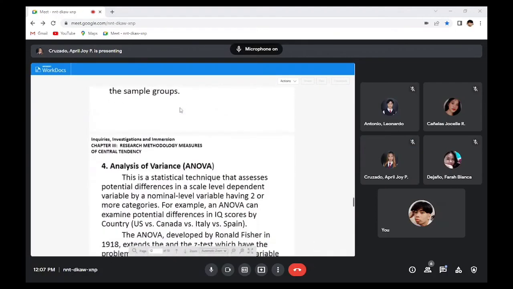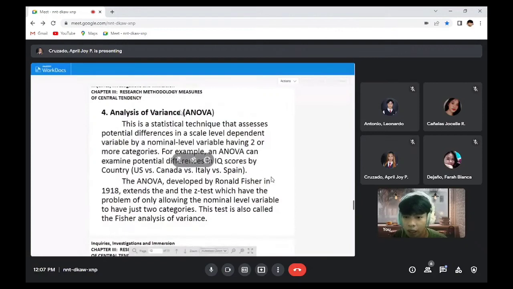Analysis of variance, ANOVA. This is a statistical technique that assesses potential difference in a scale level dependent variable by a nominal level variable having two or more categories. For example, an ANOVA can examine potential difference in IQ scores by country, US versus Canada versus Italy versus Spain.